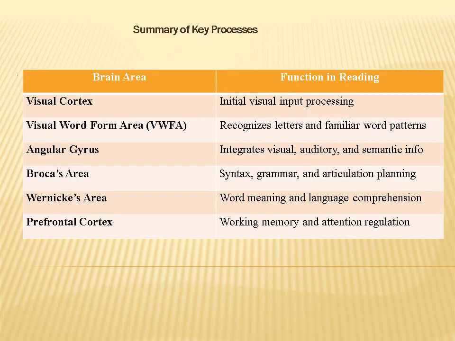Summary of key processes. Brain area and function in reading. Visual cortex: initial visual input processing. Visual word form area, VWFA: recognizes letters and familiar word patterns. Angular gyrus: integrates visual, auditory, and semantic info. Broca's area: syntax, grammar, and articulation planning. Wernicke's area: word meaning and language comprehension. Prefrontal cortex: working memory and attention regulation.